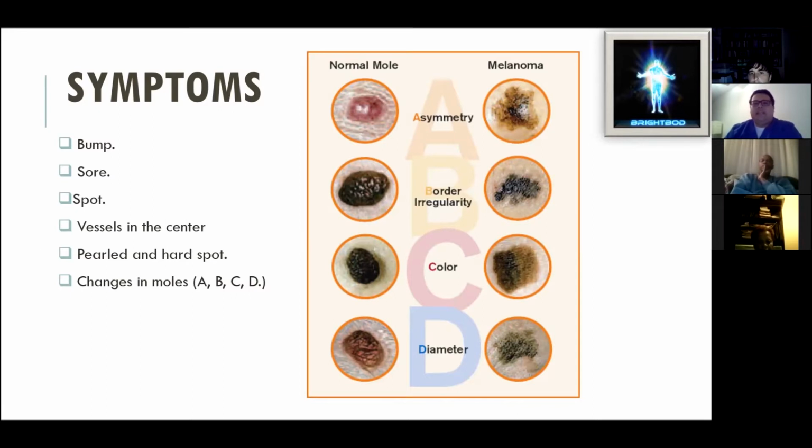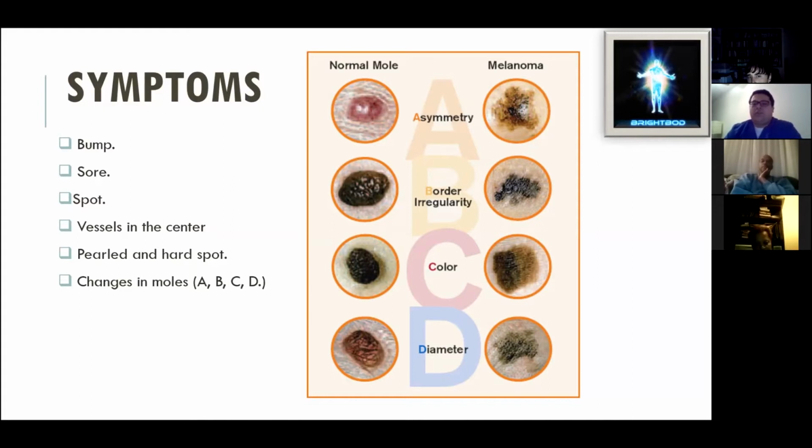The B stands for border, which basically means how regular the border is. If you see on your left, for somebody it might look like a very nasty mole, but you can see that the borders are very defined, very neat. On the other hand, the one on the right, it's very difficult for you to draw a border. You don't know where it starts and where it ends. So that's definitely a sign that you should pay attention to that mole.